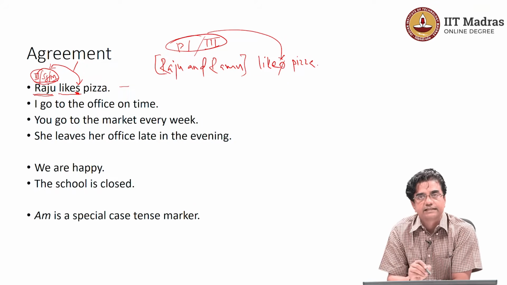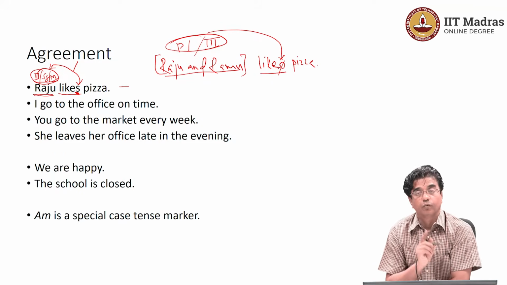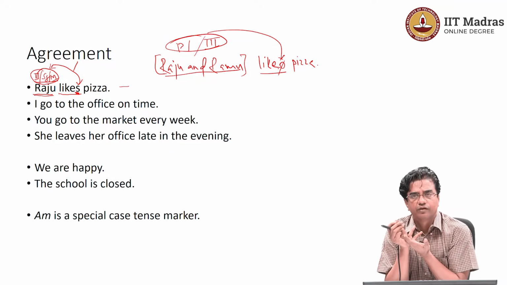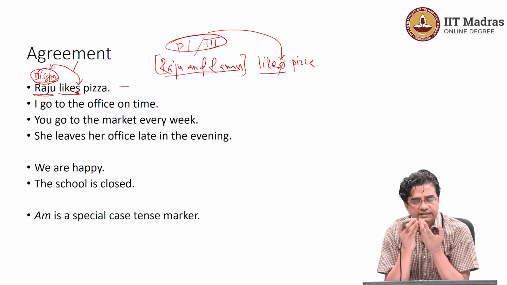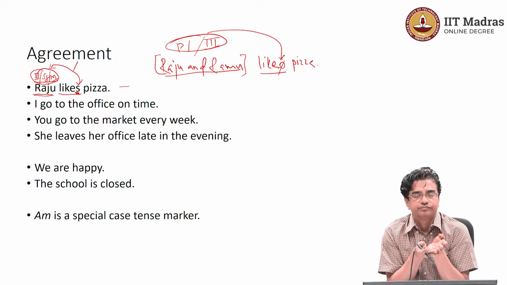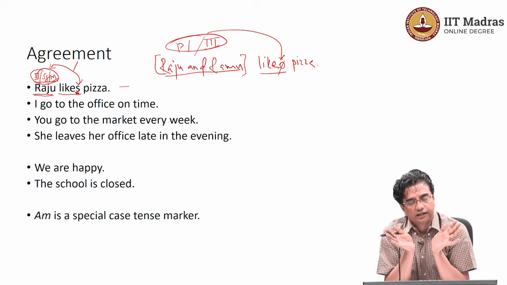That indicates agreement between this plural subject and this verb. One more time, it's not that the verb is also plural or singular. Verbs are not plurals or singulars. Verbs take those features of plurality depending upon the feature of the subject. And that's how agreement works in English.